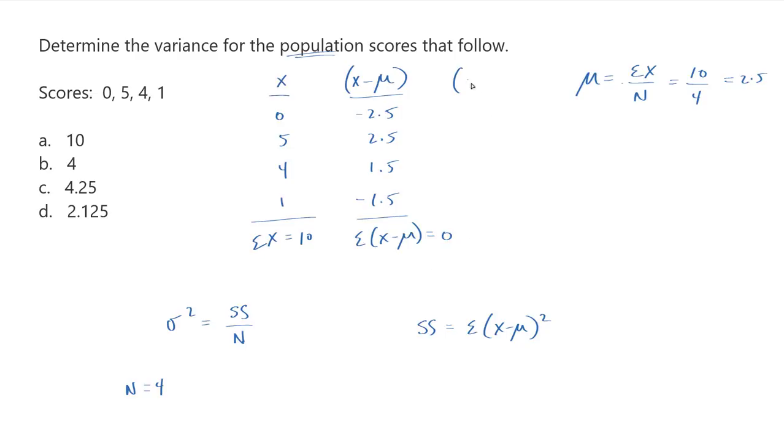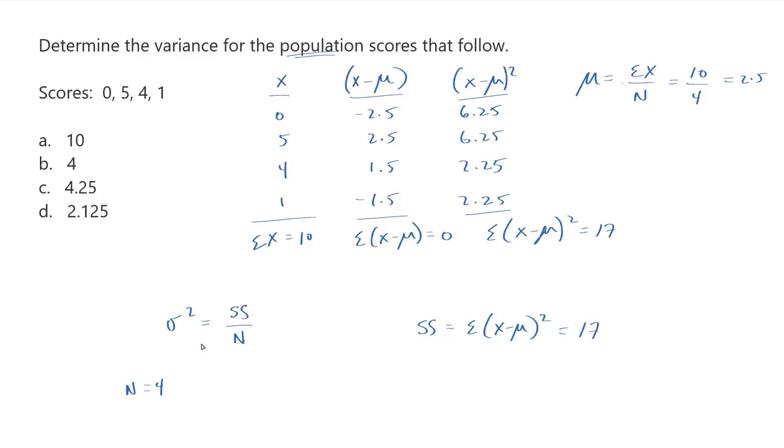Now we need to square these results, and this gives me 6.25. 2.5 squared is 6.25, 1.5 squared is 2.25, and the same thing here. And so what does this give me? That's 8.5 and 8.5. This gives me 17 as a total. So the sum of my squared deviations is 17.